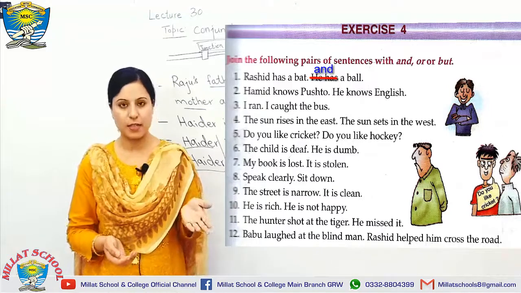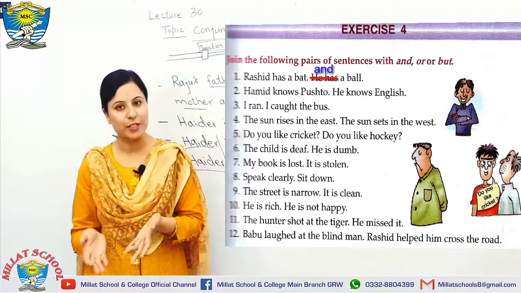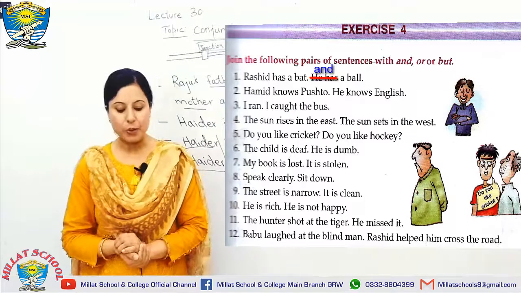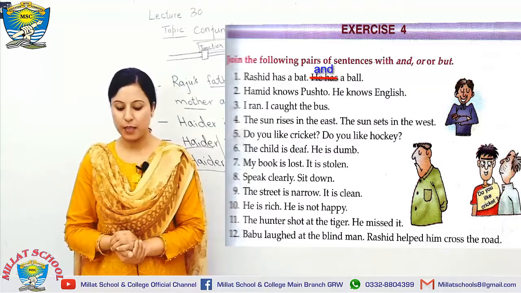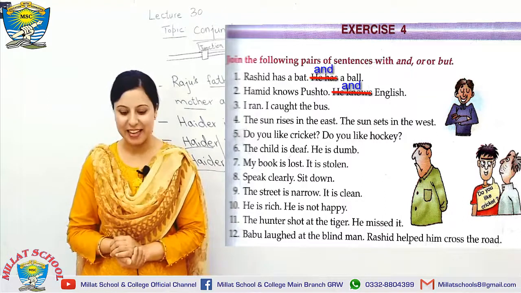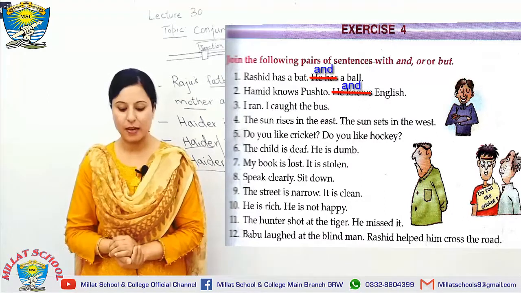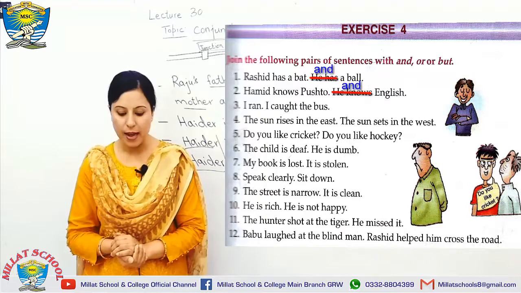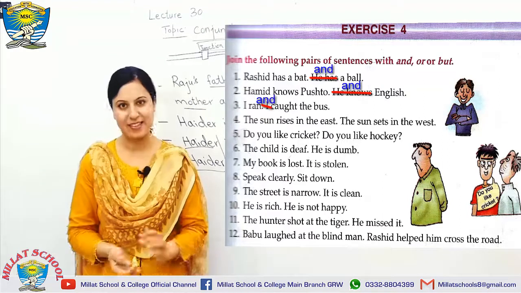The first sentence which tells us about Kashif was just like this. Number 2, Hamid knows Pashto. He knows English. Hamid knows Pashto and English. Yes. Number 3, I caught the bus. I ran and caught the bus.